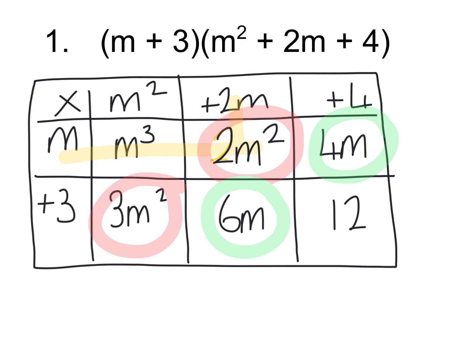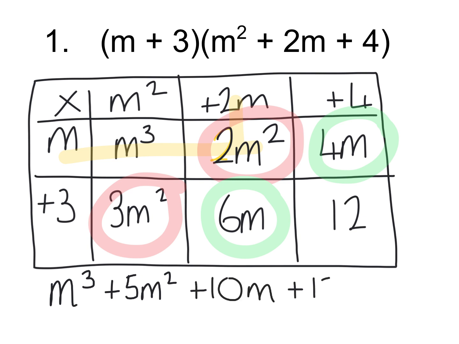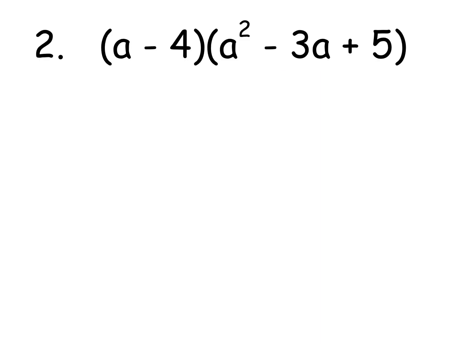From our first top left box, we've got m cubed. If I gather together the m squareds, I've got a 2 and a 3, which gives me 5m squared. On the green boxes, I've got a 6 and a 4, which gives me 10m, and then I've got a 12 at the end. So for these ones, you should be expecting an m cubed, an m squared, an m, a letter, and a number. Okay, let's do the next one.